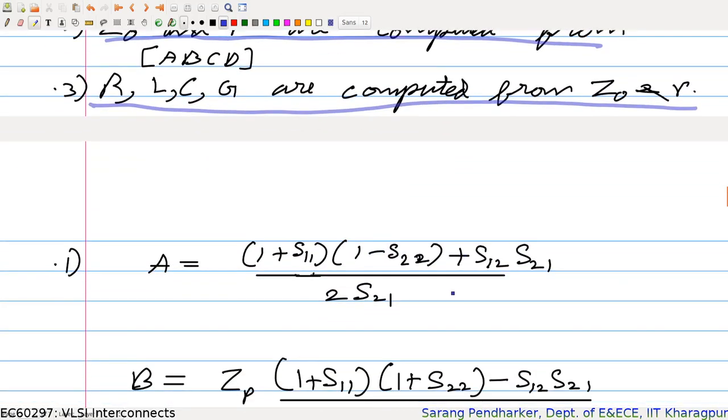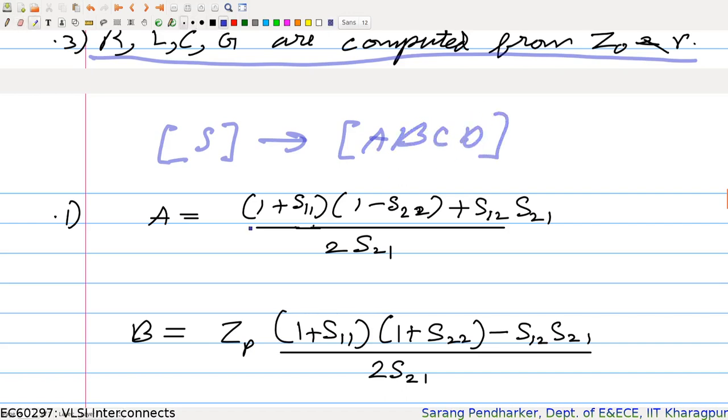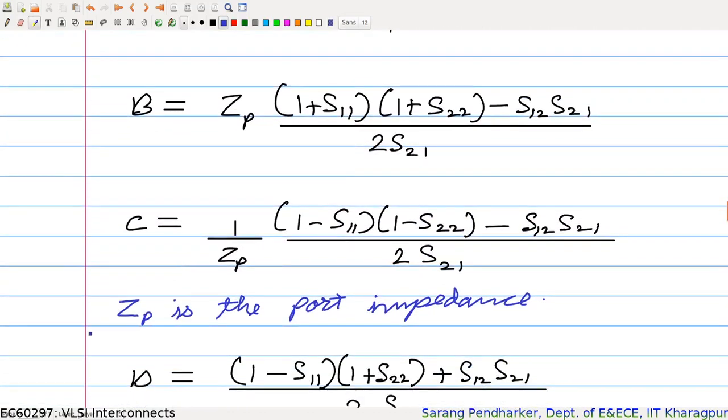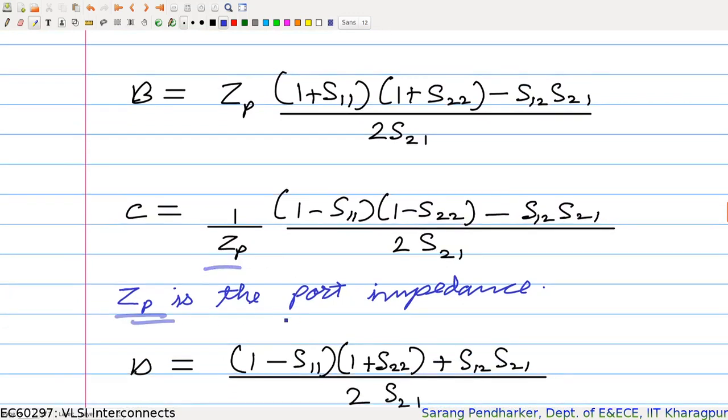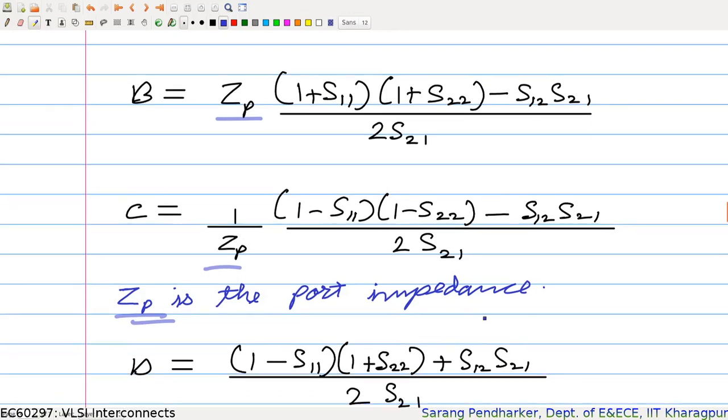So I'm just giving the formulas here. You need not memorize these, but these are available in the reference books. Once you know the S parameters, you can get the ABCD parameters. So from S you convert it to ABCD. The formulas are these. You can refer to this also. Here note that ZP is the port impedance. In B and C, this ZP is there.